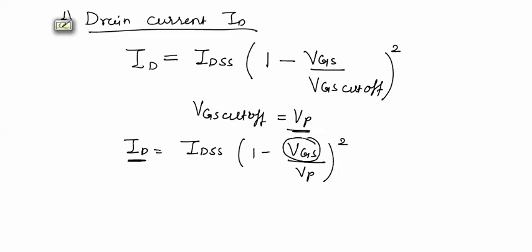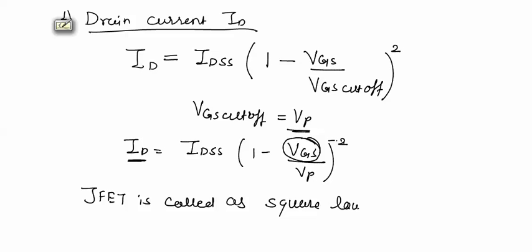Now drain current ID depends on the square of VGS. If it depends on the square of VGS, JFET is called a square law device.